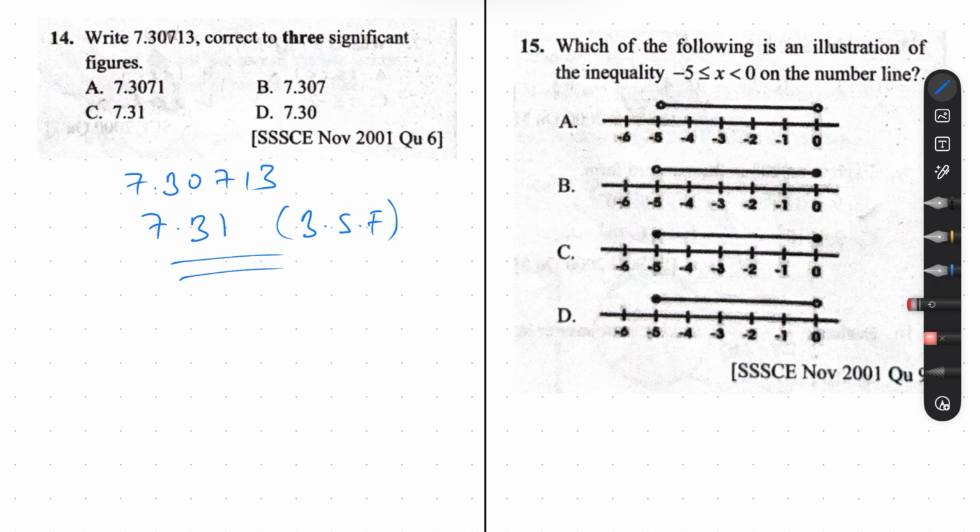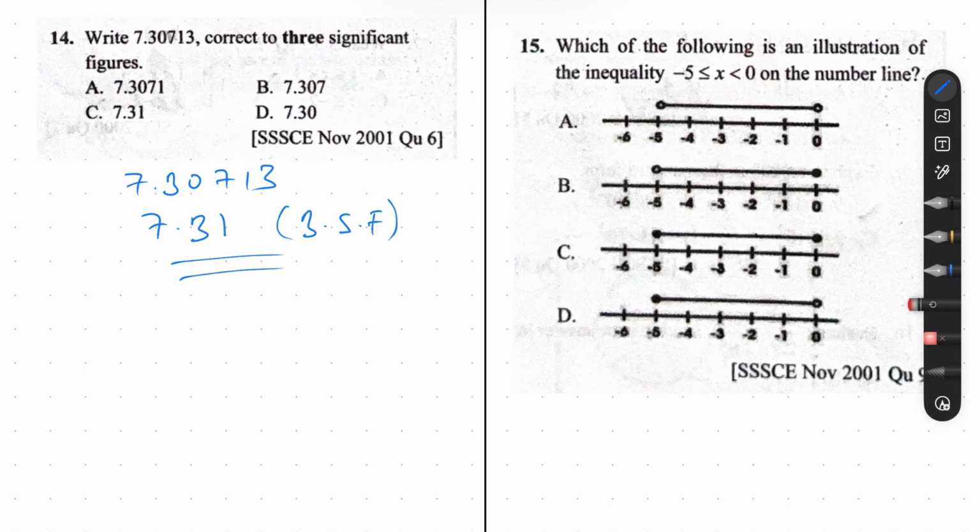It says, which of the following is an illustration of the inequality -5 less than or equal to x less than or equal to 0 on the number line? So what this means is -5 is inclusive. Why? Because the sign here is less than or equal to. Anytime you see less than or equal to, it means that number is inclusive. And then when you see less than without the equal to sign, it means that number is non-inclusive.